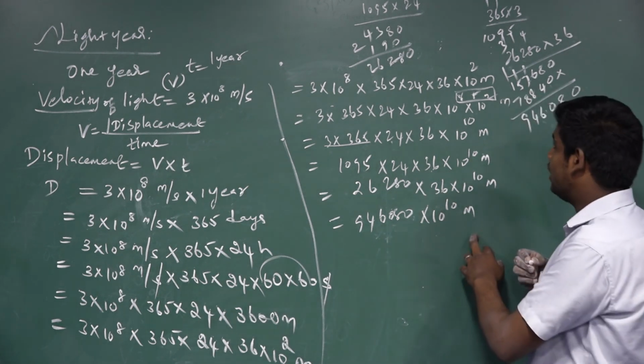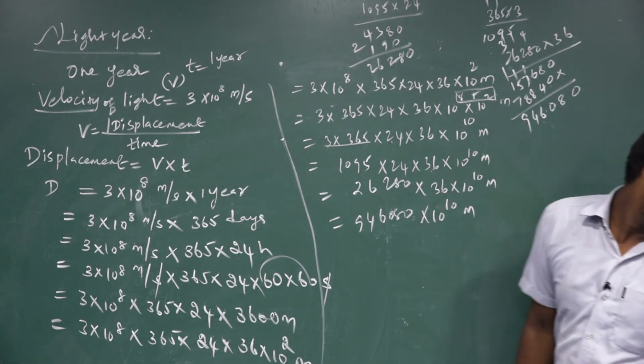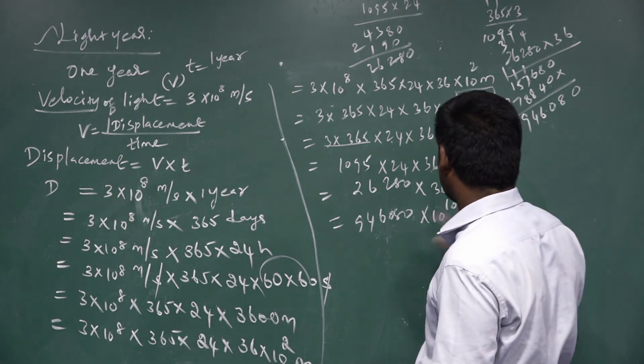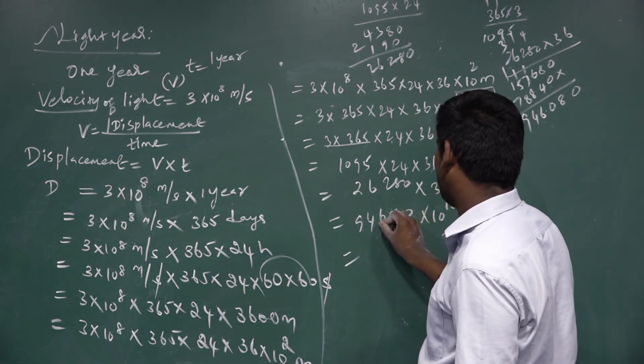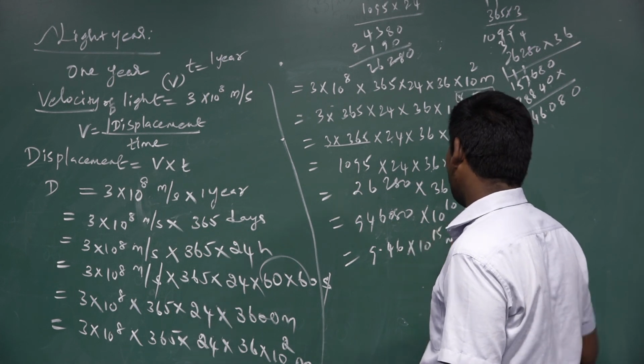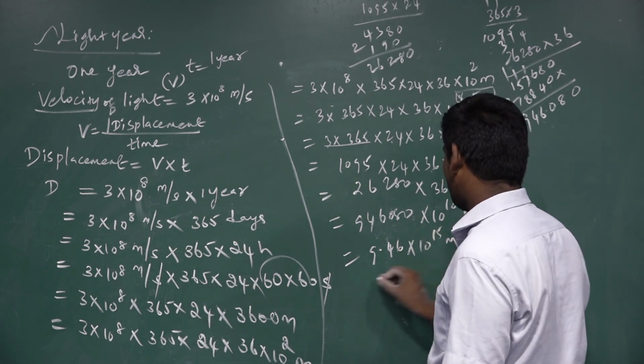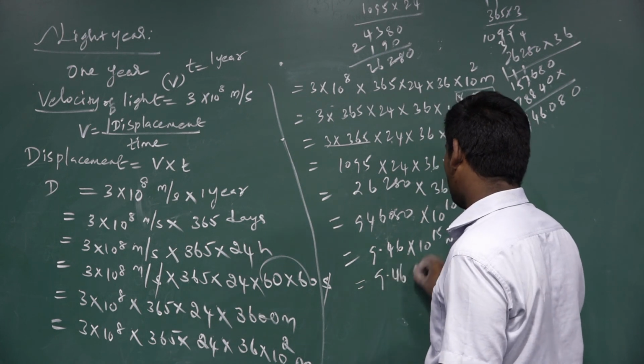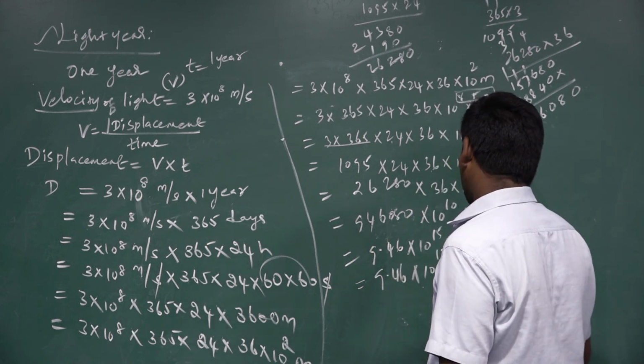Here the answer is given in meters, and we want to convert it. So it is 9.46 into 10 to the power 15 meter, or otherwise, in kilometers, 9.46 into 10 to the power 12 kilometer.